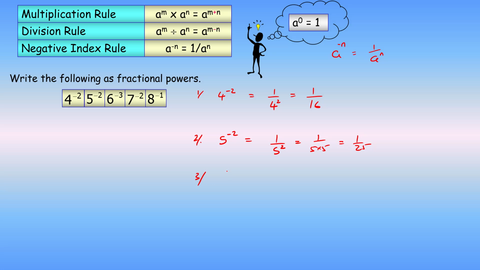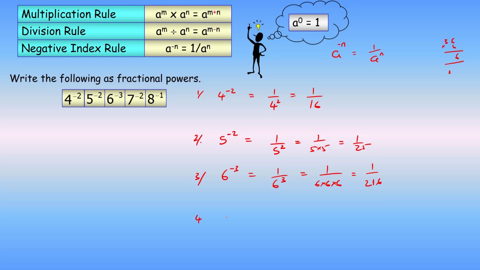3, we've got 6 to the power of minus 3, which is equal to 1 over 6 cubed, which is equal to 1 over 6 times 6 times 6. I'm just going to work that out here. 6 times 6, 36, carry 3, 18, 216, so 1 over 216.